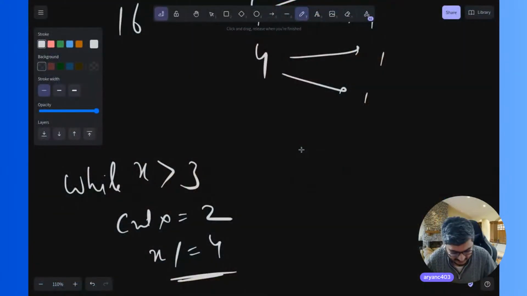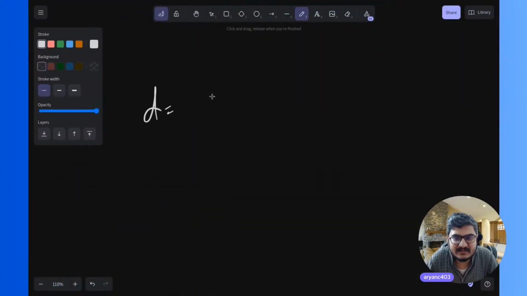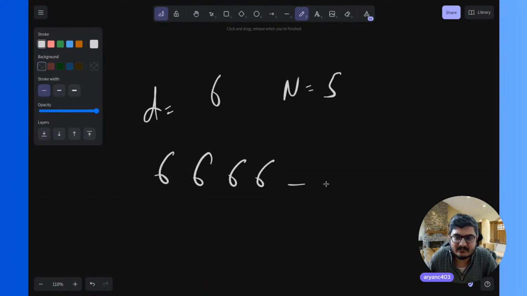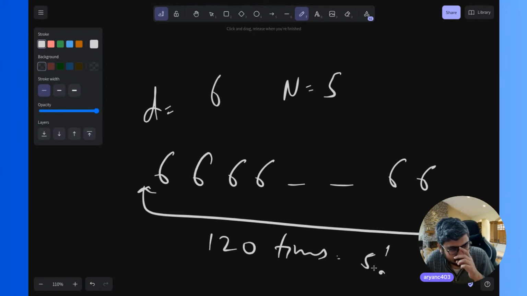So for example, let's take some of the samples here. Let's say d is 6 and n is 5, then it means we have a number which has 6 written 120 times, which is 5 factorial. And now we have to find it for given n and d.